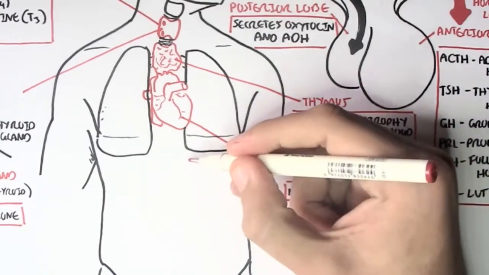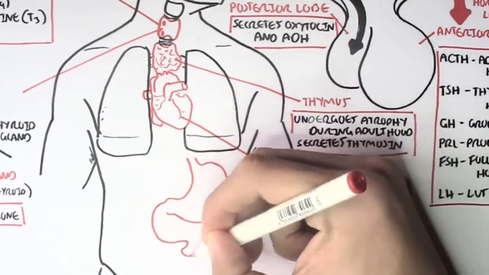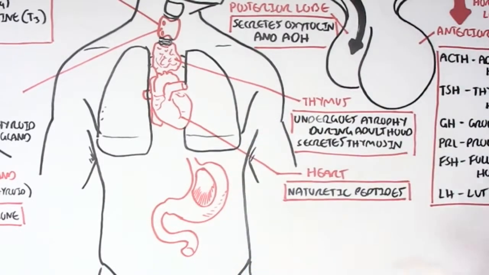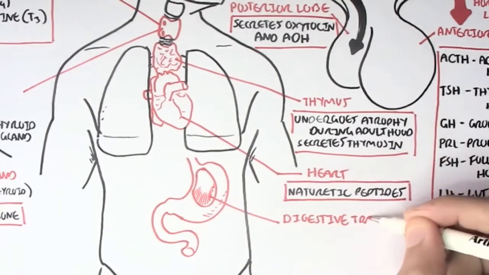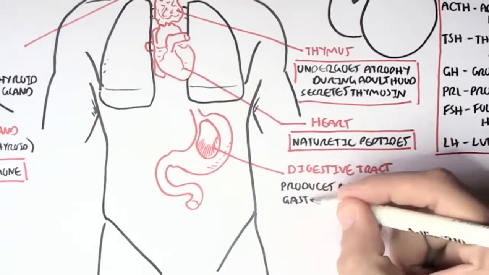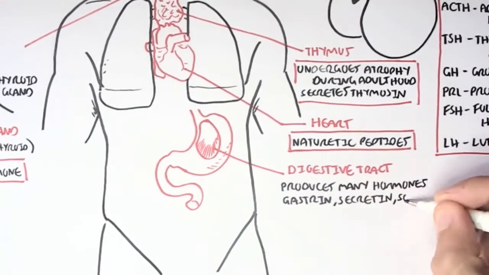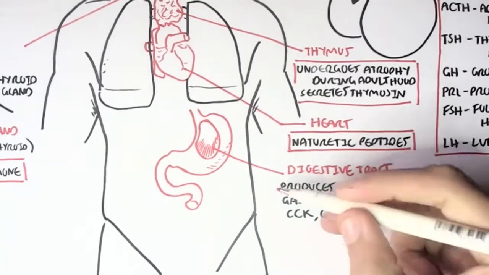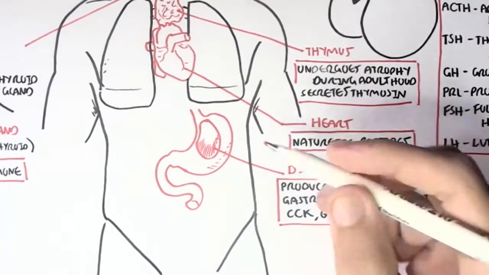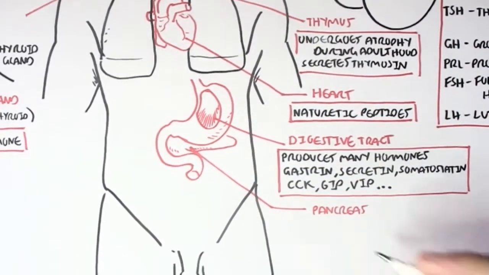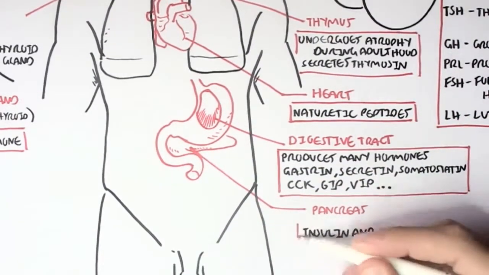Then we have the digestive tract. Now the digestive tract secretes a variety of hormones. And what I mean by the digestive tract, I mean the stomach, the duodenum, the small intestines, etc. And they produce many hormones such as gastrin, somatostatin, cholecystokinin, etc. Another very important endocrine gland or tissue is the pancreas. And it secretes two main hormones, insulin and glucagon.